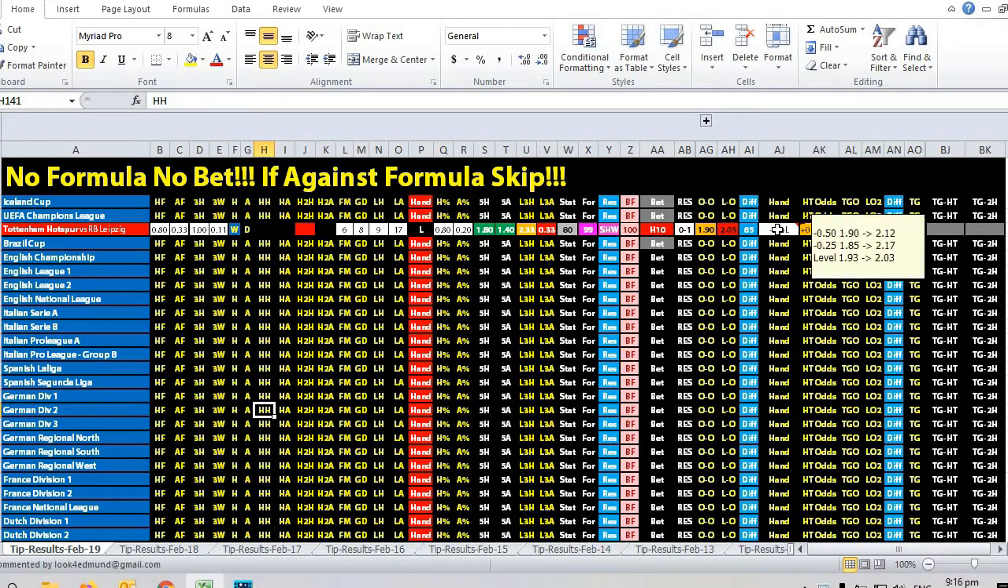Basically, the opening odds were hardball, 1.90 odds in favor of the home team, and then the odds movement went up to 2.12, and then subsequently went to quarter ball, 1.85, increased to 2.17 odds, and then went to level ball, 1.93 odds, and then it went all the way to 2.03.